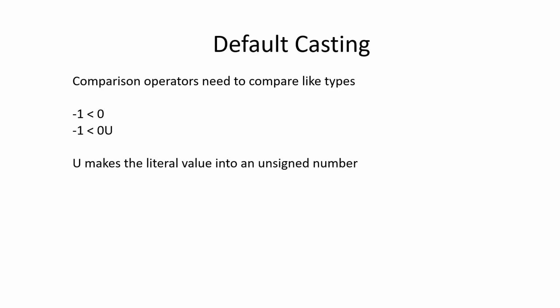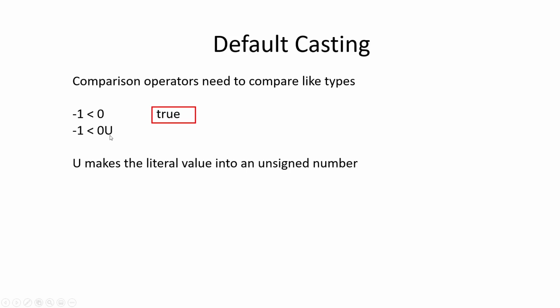All right, so next up, I just want to talk a little bit about default casting when we do comparison. If I have a comparison operator like the less than here, I need to have both sides, the left-hand side and the right-hand side, be of the same type in order to do this comparison. So this top one here, -1 is less than 0. That's obviously true, very easy. They're both integer literals because the default type for a number is integer. So that one will be true.